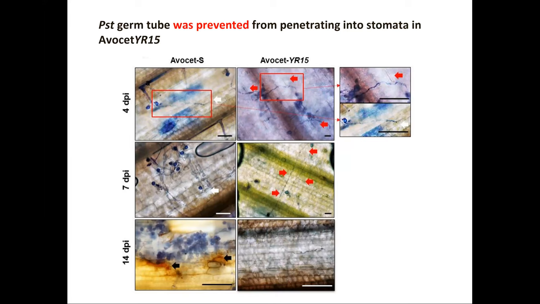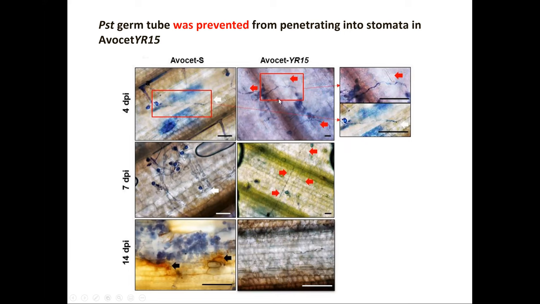So let's see at the microscopic level what's going on there. At 4 days post-inoculation in our susceptible genotype, this is a spore of the pathogen. Again, the blue color is due to the staining method that we use. It is germinated and the germ tube is fully developed. It is able to locate the stomata of the host. And as you can see, it goes through the stomata to establish its penetration.